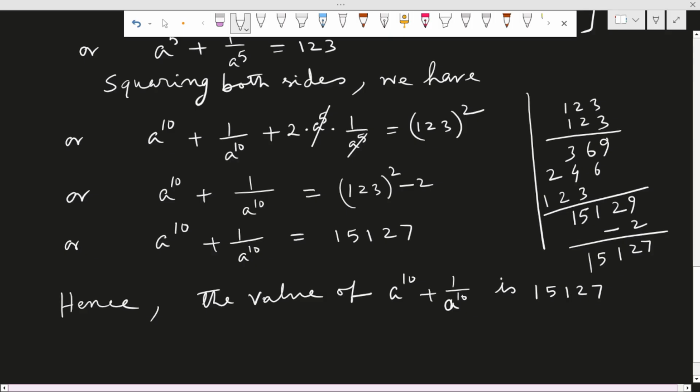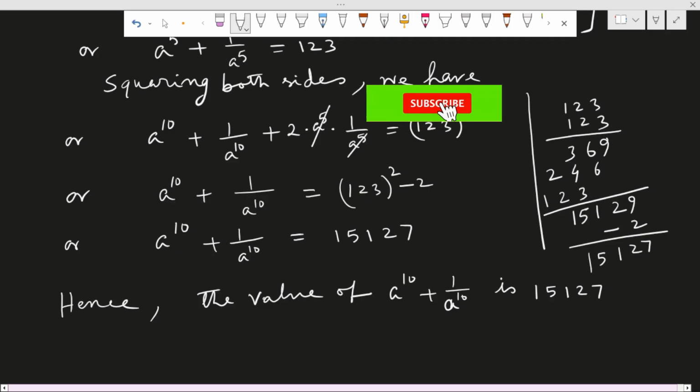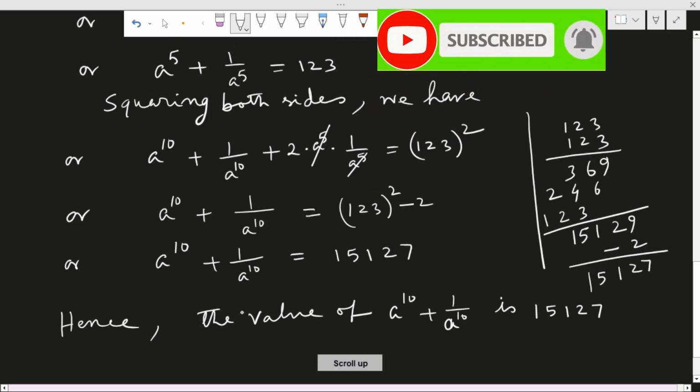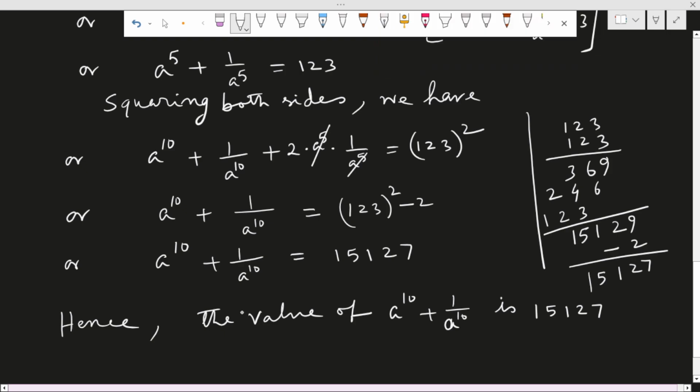As per the question, it is solved. But if this question were given as find the value of a to the power 20 plus 1 by a to the power 20, or any more, a to the power 30 plus 1 by a to the power 30, then if there were any general method, it may be easy to find for any values. Now we'll try to find a general method.